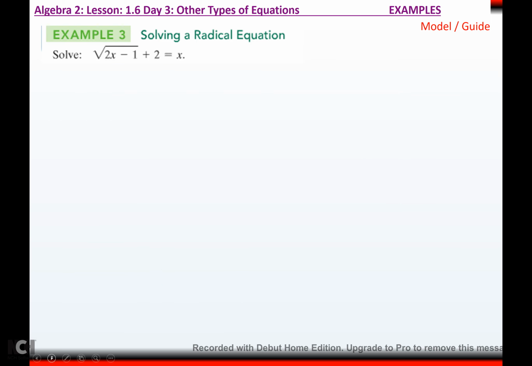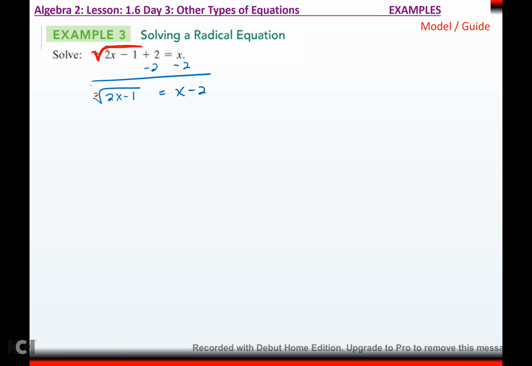Alright, so do you see my radical here? I need to isolate that so that I can kill it, which means I've got to get rid of this plus 2. So to get rid of the positive 2, I'm going to subtract 2. That's going to give me the square root of 2x minus 1 equals x minus 2, because you can't add an x and a 2. Now that I've isolated it, I can kill it.